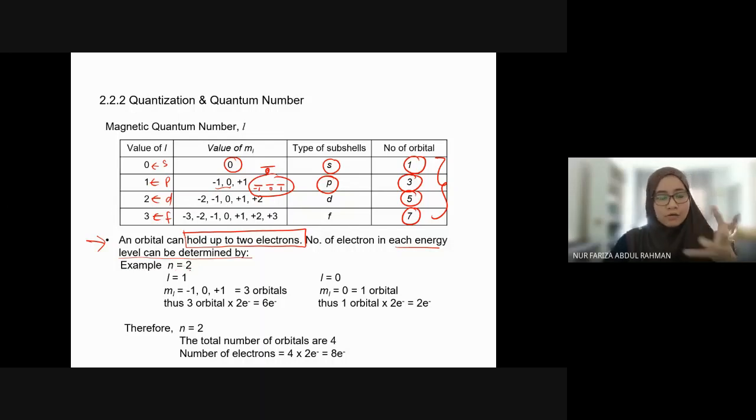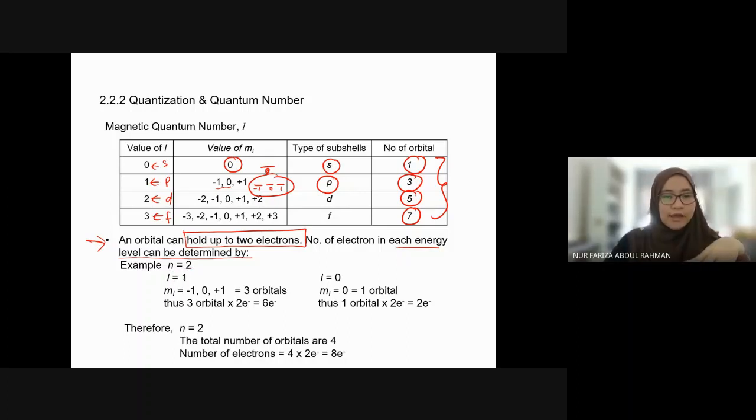Okay, so how do we do that? In order to know the number of electrons, we should know the number of orbitals we have in the n, and for n is equal to 2. Alright, so in order to do that, kita kena go from the beginning lah. Kita kena start from the beginning. So n is equal to 2.